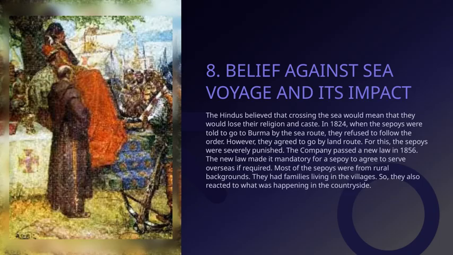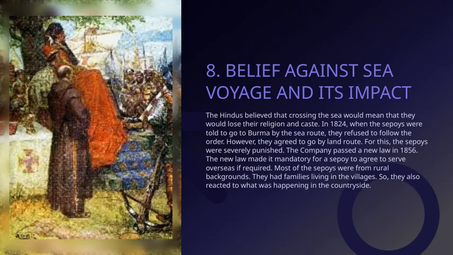For example, in 1824, when the British officials told the sepoys to go to Burma via the sea route, they refused. They were willing to go by land instead, even though that was more difficult. But because they disobeyed the orders, they faced severe punishment. Later, in 1856, the British passed a new law that made it mandatory for sepoys to agree to serve overseas if required. This was a significant change because it directly challenged their beliefs and traditions.